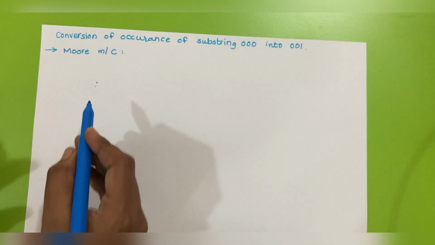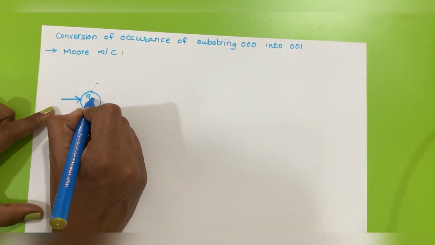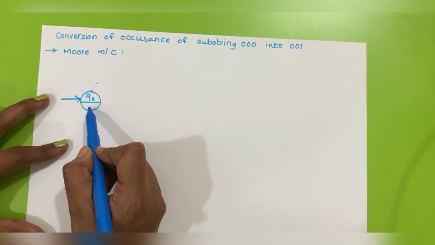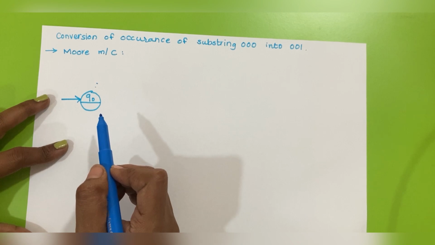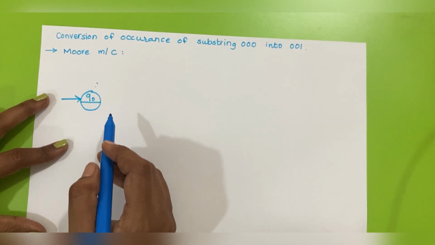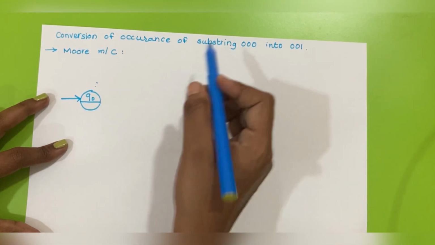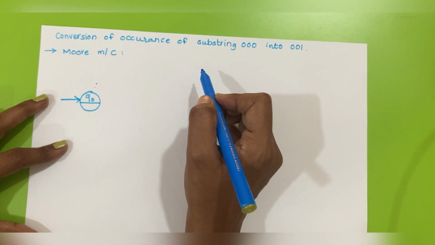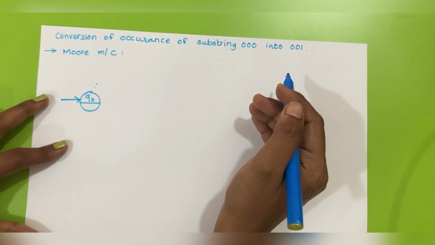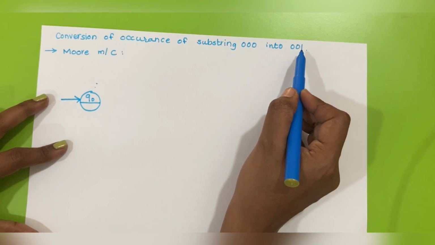So for that purpose we will take initial state as Q0. I will not include any output symbol here because I don't know what the output symbol for the Q0 state is required to be, so we'll decide it later. Suppose all the strings are made up of zeros and ones, and if in a given string we have consecutive three zeros, then the third zero will be converted into 1.